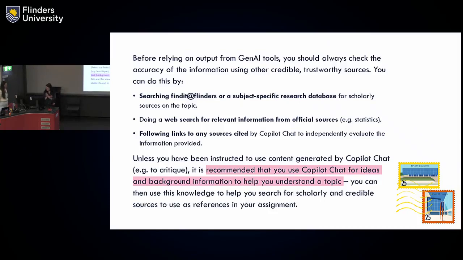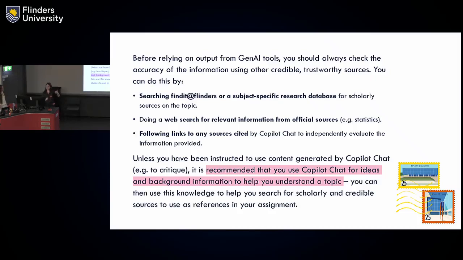What's the word I'm thinking of? Critical, like scholarly sources? Literature? No, there's a term I'm thinking of, and it's just gone. But anyway, if you're looking for that high quality information, credible, that's the word. Thank you.